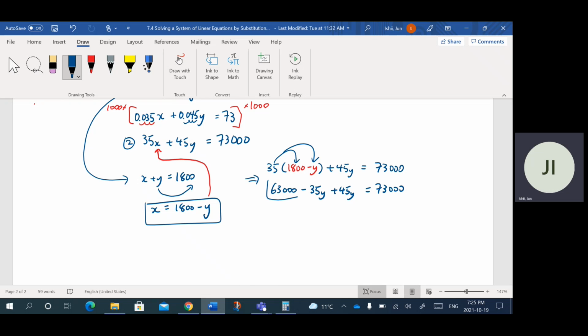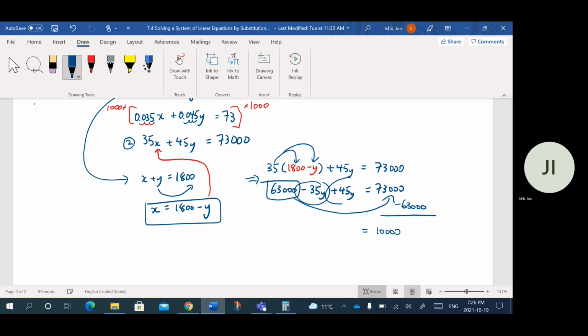Okay, so the 63,000, I can move it over to the other side. So that would become negative 63,000. All right, so over here, 73,000 minus 63,000 is 10,000 equals. Now, negative 35y, I can combine these two here. Negative 35y plus 45y is positive 10y. All right, so to solve for y, divide both sides by 10.